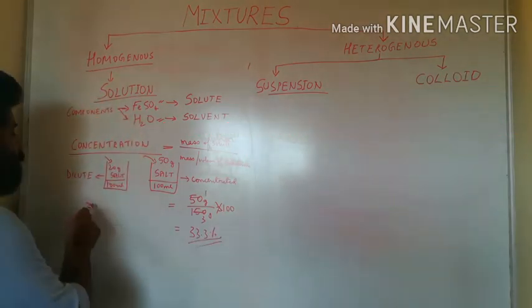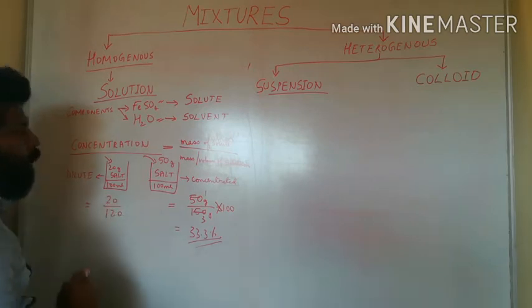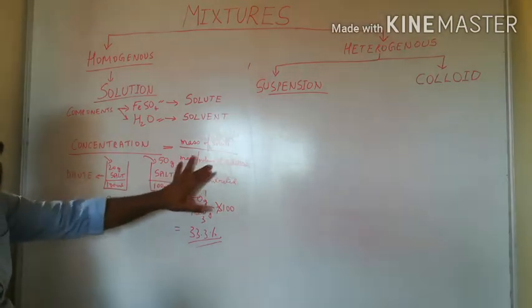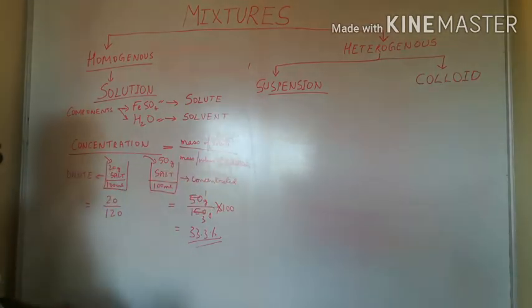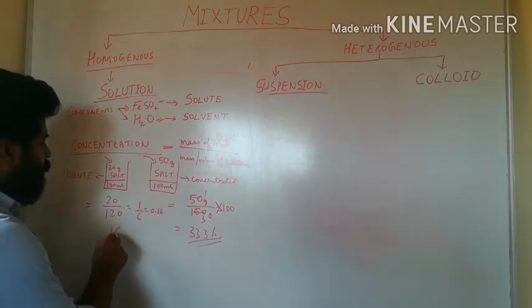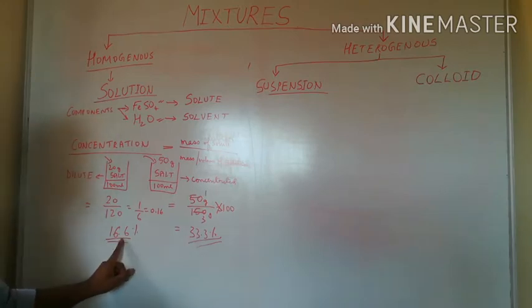In this case, it would be 20 by 120, 100 ml of water, and the total mass of the solution would be 100 plus 20, 120. So that is, you would get the answer 16.6%. When compared to this, it is a dilute solution.